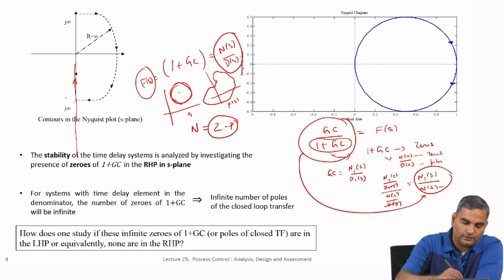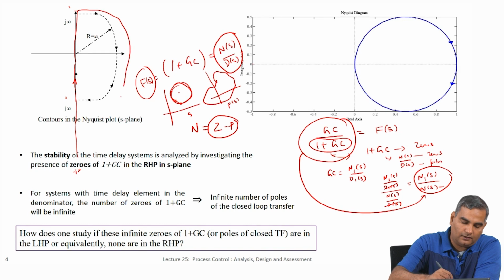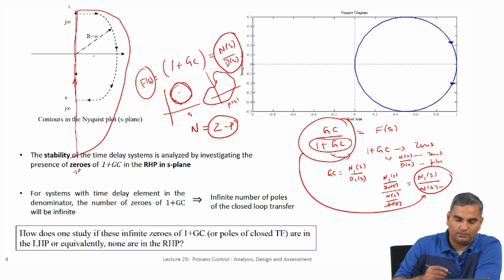Okay, this is in the clockwise direction, so this is minus j infinity somewhere here. And you keep going in the clockwise direction up to j infinity, and then you take a big arc around here and come back here. So this is what is plotted here.